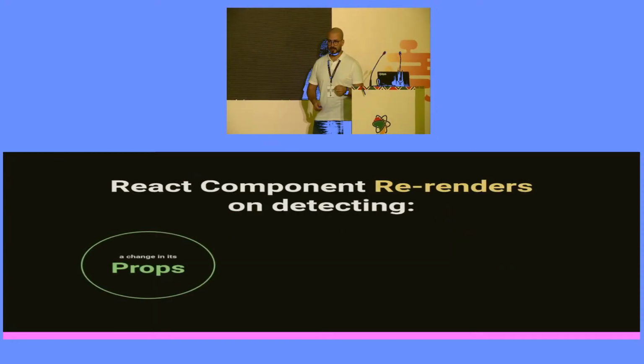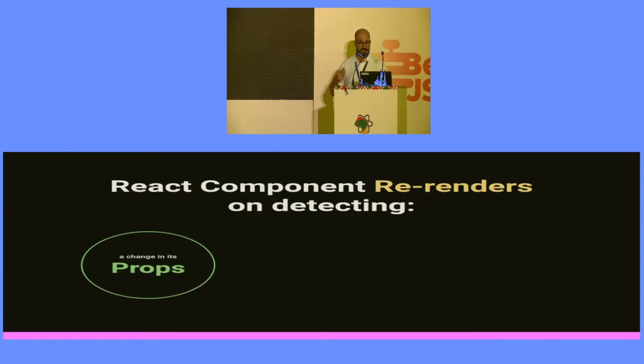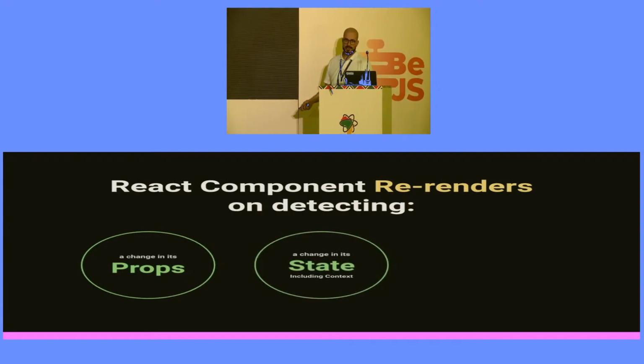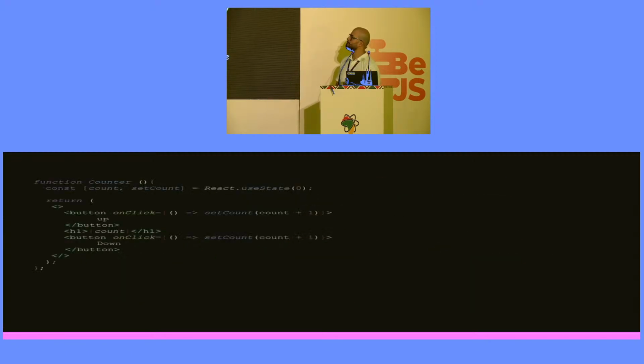Every React component can be re-rendered in 3 cases. If its props have changed, or its state has changed, including context API, or if its parent component has been re-rendered, and as a consequence, all the components underneath it will be re-rendered. This sometimes can be excessive, and this is most probably why we needed the solution we are talking about today.